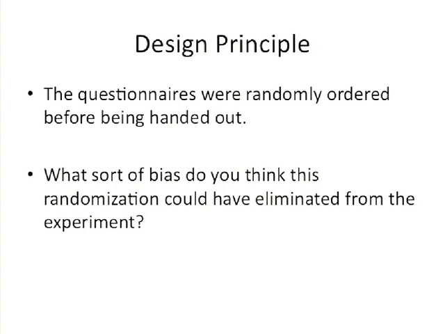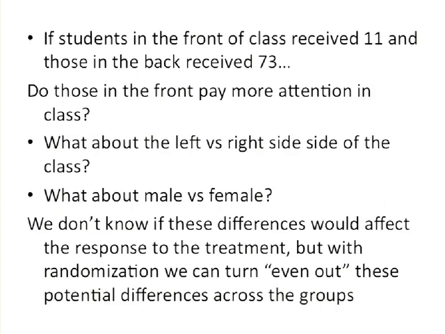So what sort of bias do you think this randomization could have eliminated from the experiment? Basically I randomized the assignment to whether it was 11 or 73. What possible sort of difference could that have made? I've got a few questions. One is, what if I took the front half of the class and gave you all 11 and the back half got 73? Do you think that would make any difference? Are you guys in the back less likely to be paying attention or not? Could that make a difference?